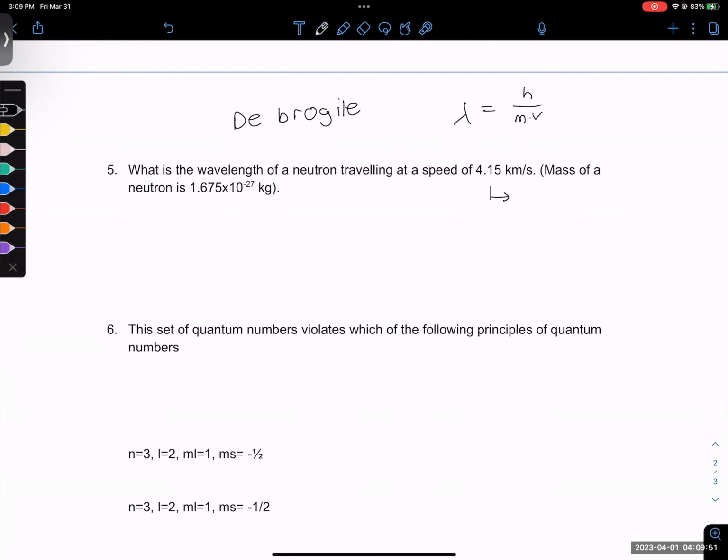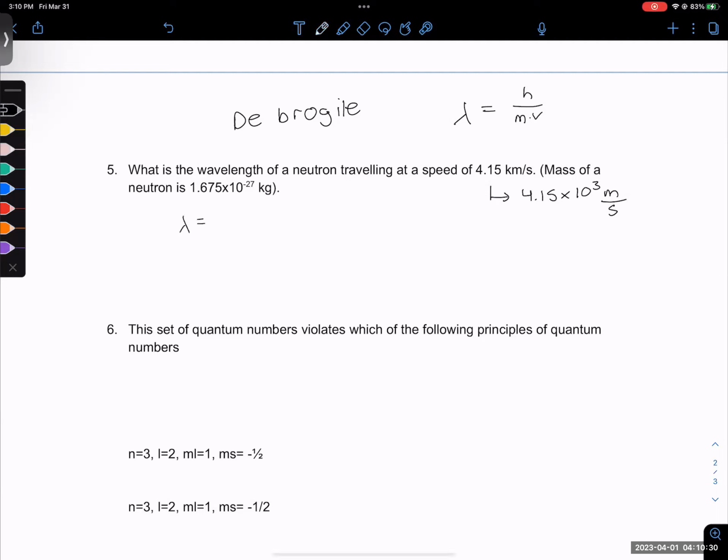We never use kilometers per second. The SI unit for velocity is meters per second. If you've taken a physics class, that'll be pretty familiar to you because you always deal with meters per second in physics. So this is equal to 4.15 times 10 to the third meters per second. All right, and it's okay for kilograms. Kilograms is the SI unit for mass. So that's okay that it's in kilograms.